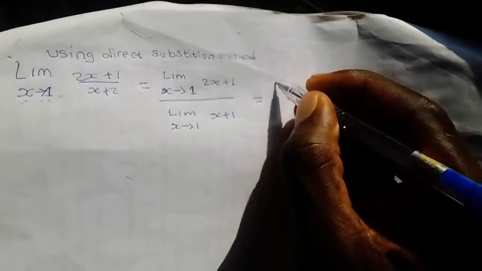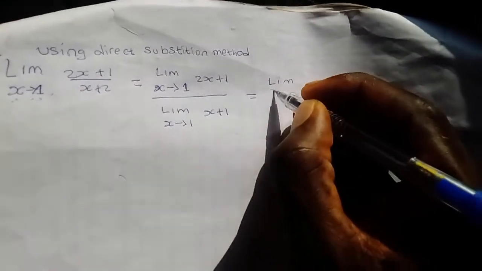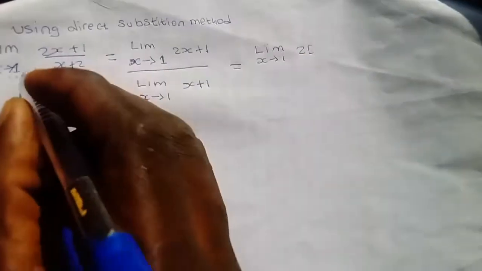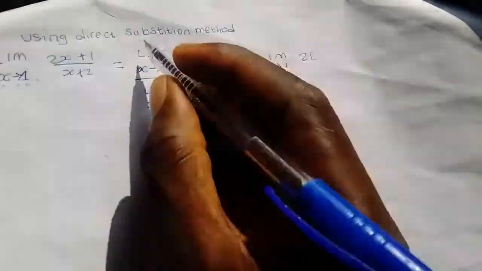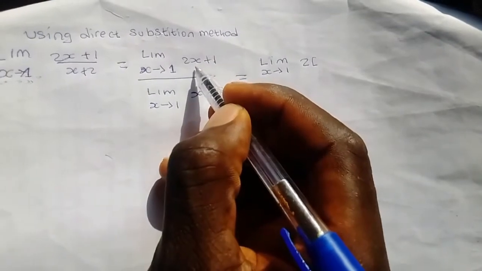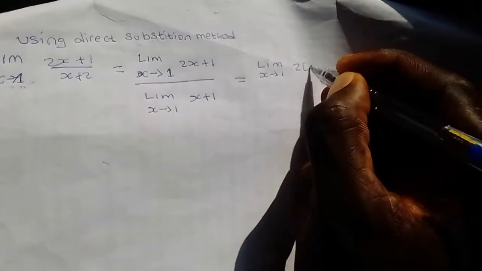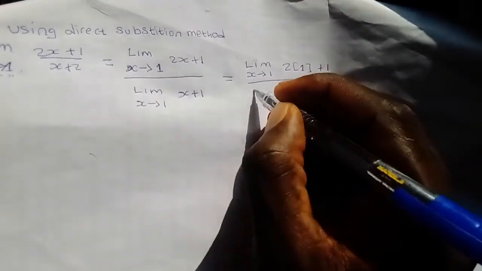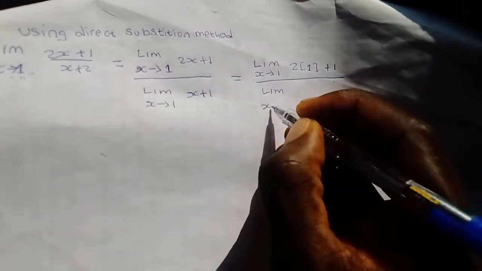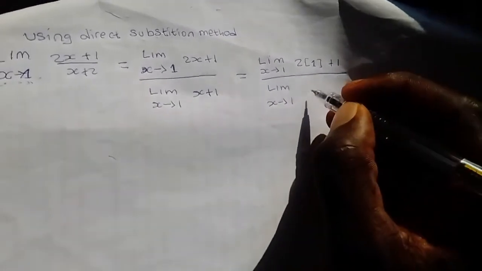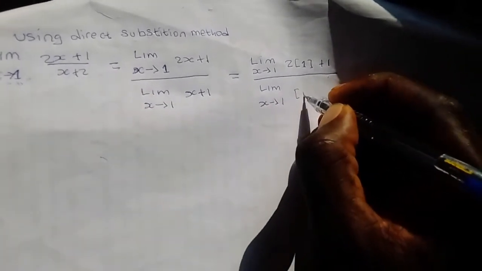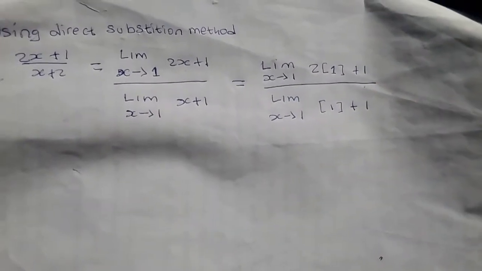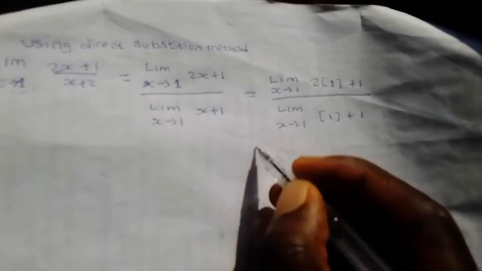So I'm going to write this, the limit x approaches 1, 2 into bracket. So anywhere I see x, I put 1. So this x I put 1 now, into bracket 1 plus 1 divided by the limit of x approaches 1. We have it to be into bracket 1 plus 1. So 1 plus 1.